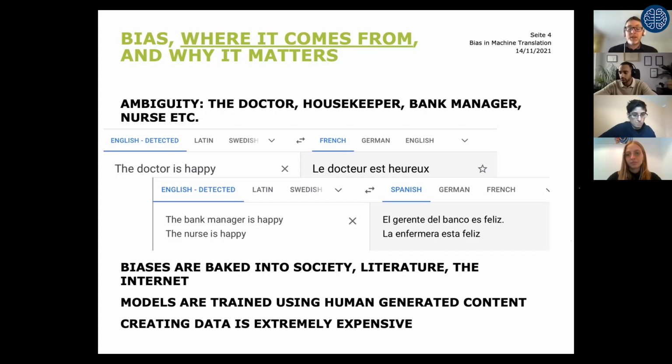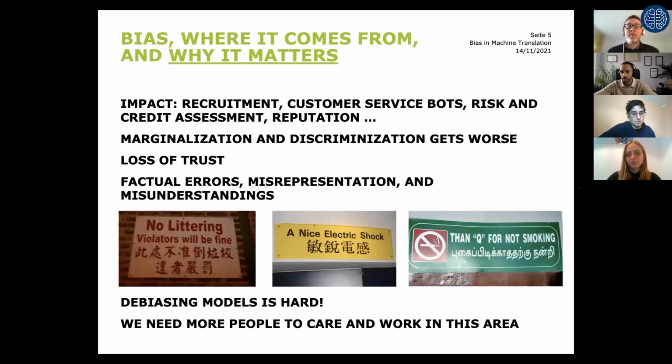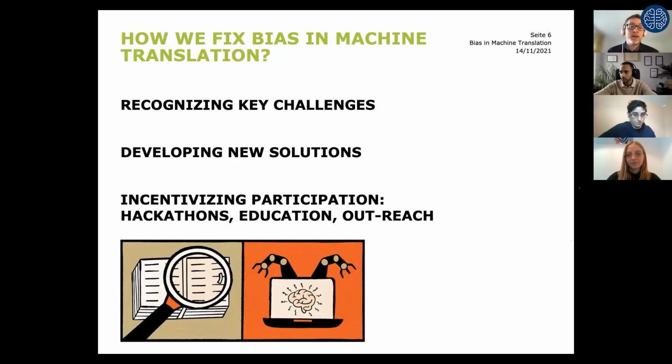So what can we really do about this, or what are the problems for things like this? Well, the first one has an impact on a very wide range of domains, from how you interact with a customer service agent to the reputation of your own company. Things like marginalization and discrimination get a lot worse. And there are a whole load of other meme-like things that we see on the internet of just bad translations as well. The problem is that we need more and more people to work in this area, because debiasing these things is very, very difficult. To do this, the Goethe-Institut ran a hackathon, which is why we are here, trying to recognize some key challenges, develop some new solutions, which both Marvin and Janisa are going to show to us, and in general, try to increase participation.